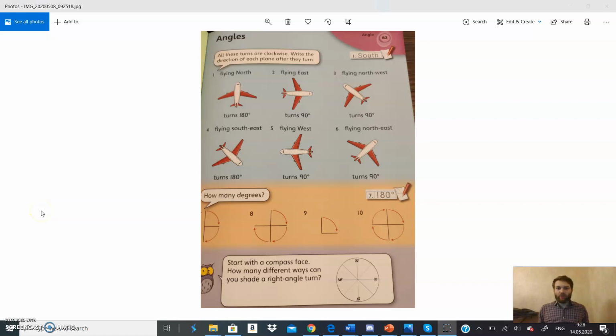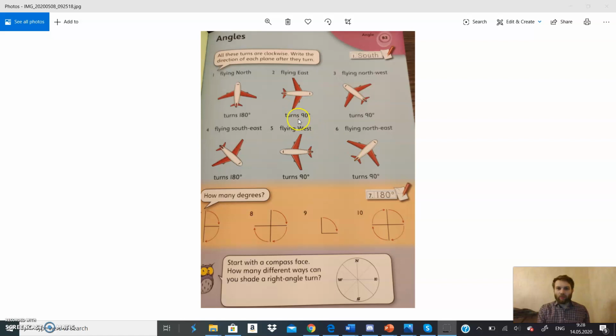Good morning, everybody. This is your task for today. Basically, it's a combination of the things we've done in the last few lessons. So we've got the compass directions in the questions, and we've also got our degrees of turns of different angles.